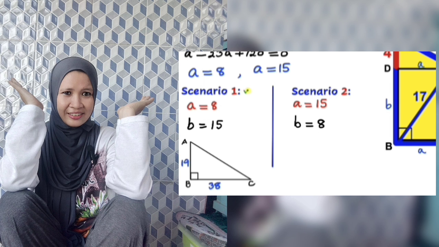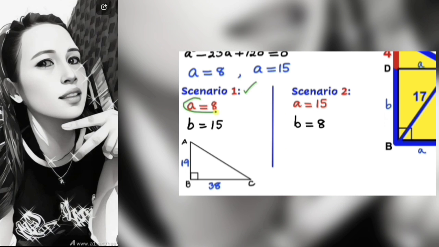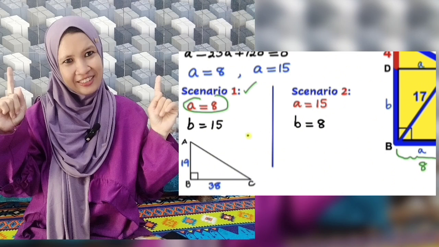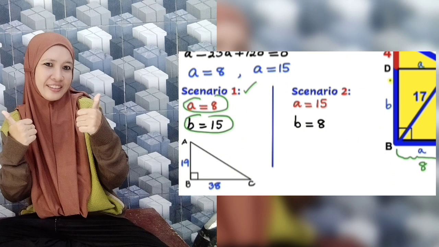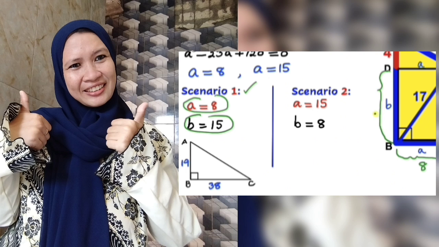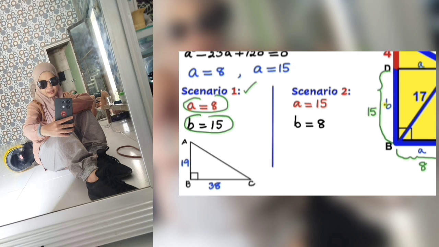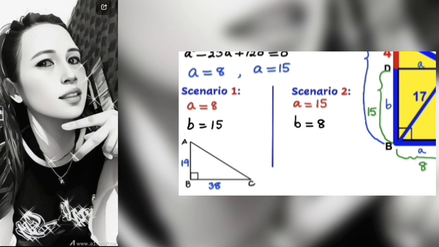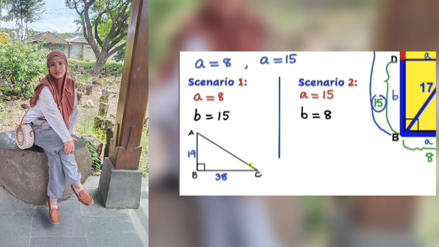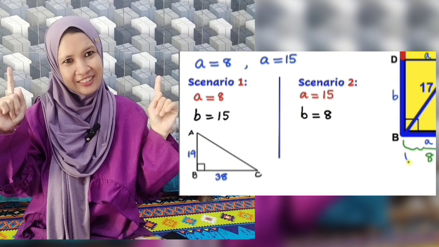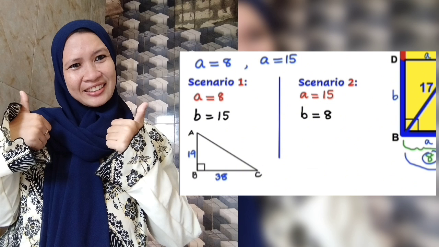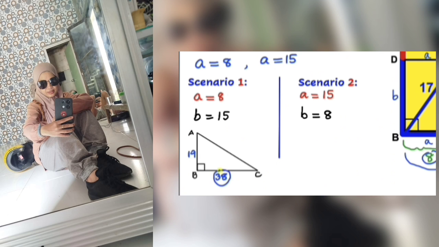Now let's focus on this scenario 1. Our a value is 8, so I'm going to substitute this a value 8 over here, and likewise our b value is 15, so I'm going to substitute this b value 15 over here. We can see that this AB length is going to be 4 plus 15, which is going to give us, no wonder, 19 over here. Likewise this BC length is going to be 8 plus 30, which is going to give us 38 over here.